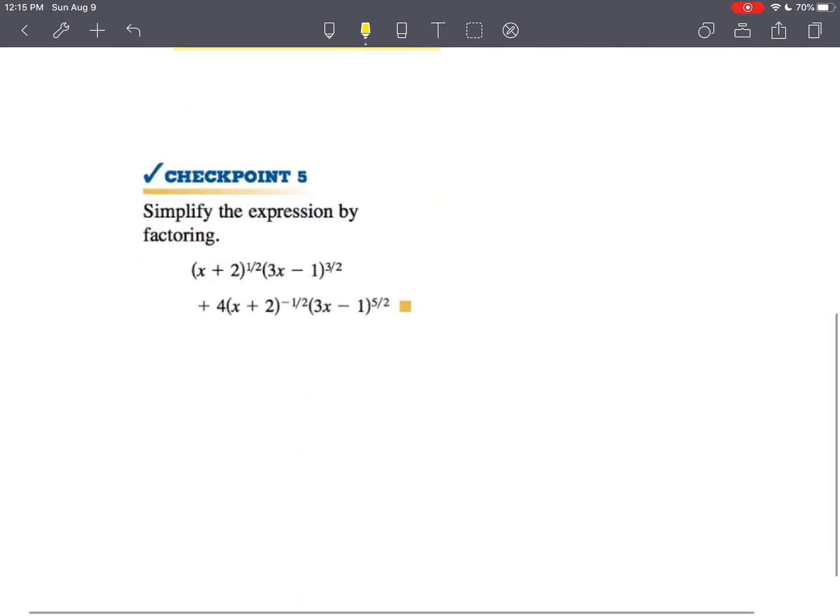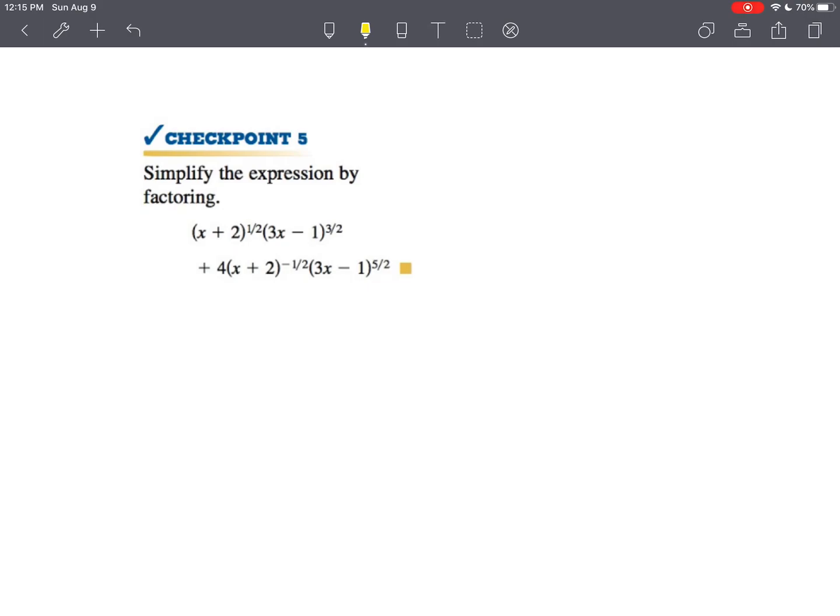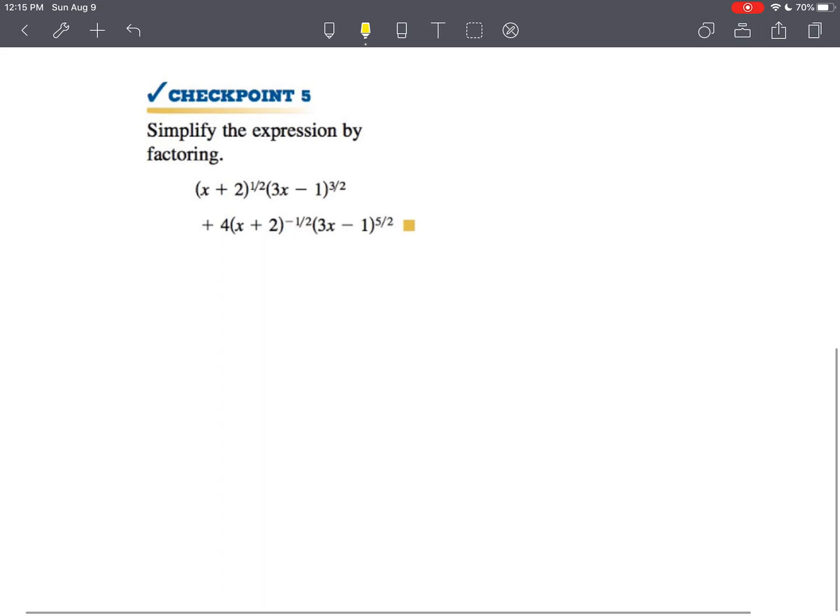Okay, here's one for you to try. The two terms are just on two different lines, but go ahead and try this one, and then I will show you the answer. So press pause, make sure you're giving it a whirl on your own, and then come on back.